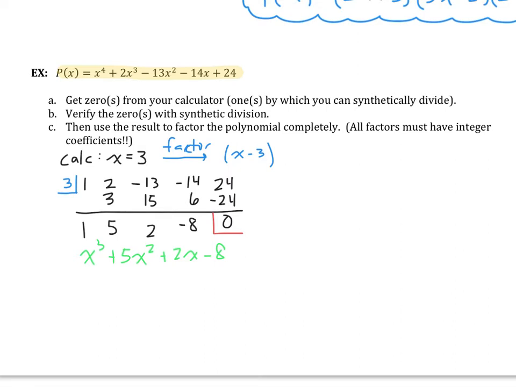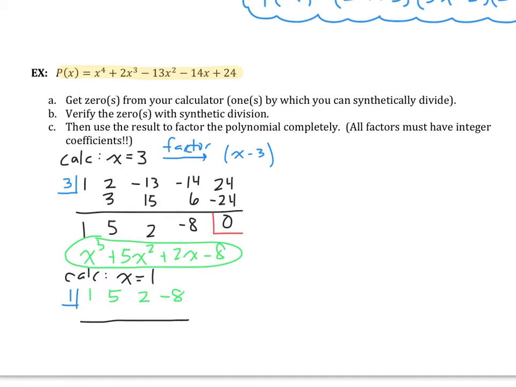When I go back, I can see that x equals 1 is another 0. Okay, so now we're going to put that 1 in the corner, and we're going to use this polynomial, and we're going to whittle that down further. So that's what we're going to use synthetic division with. So now we have a 1, the 5, the 2, and the negative 8. And now we can carry out the synthetic division.